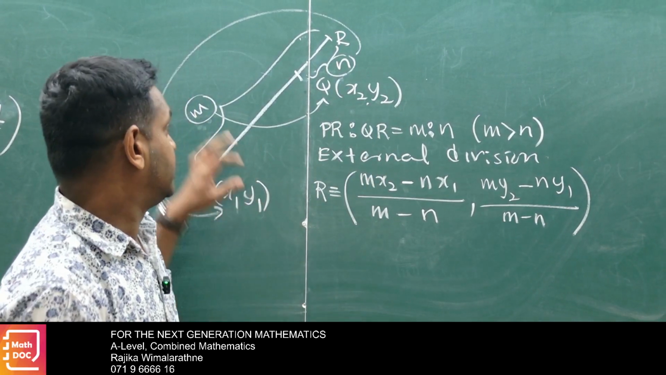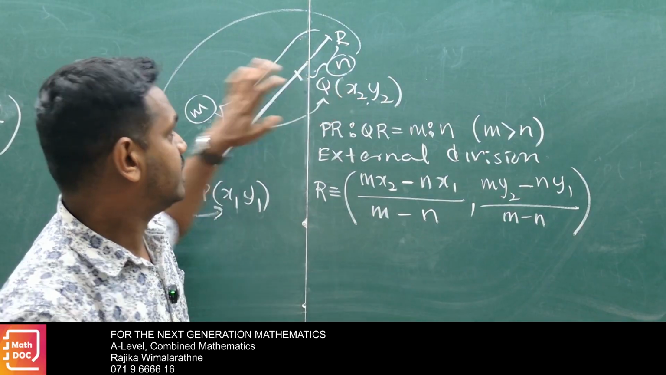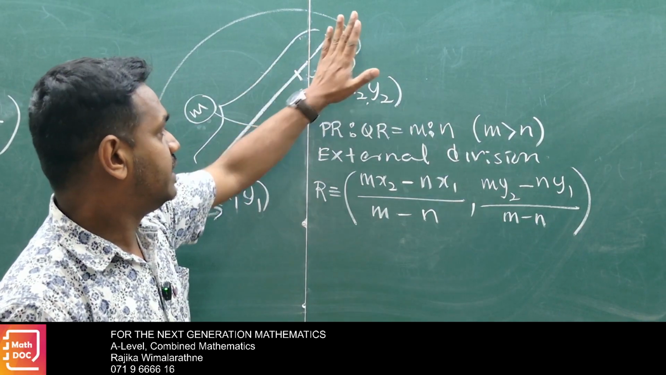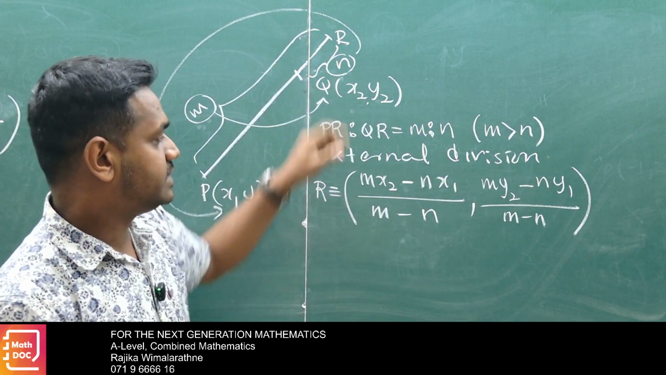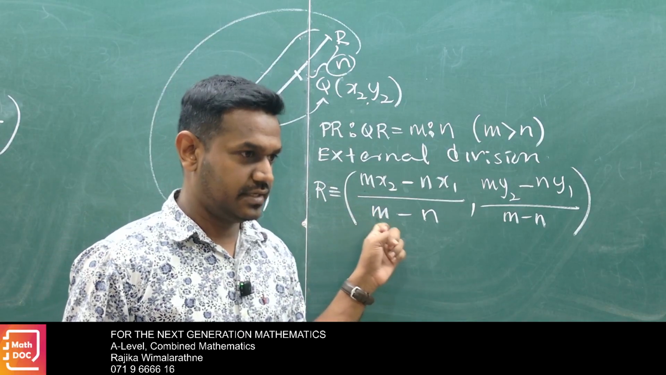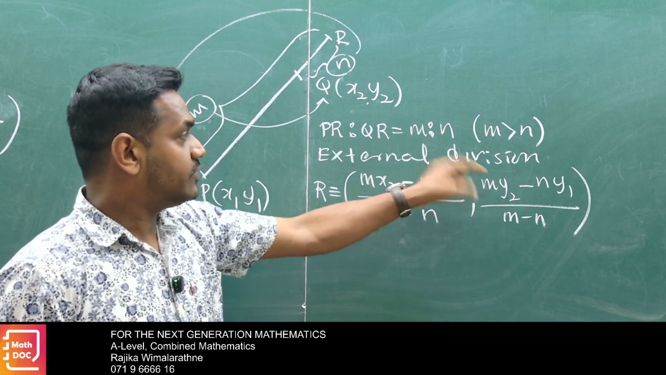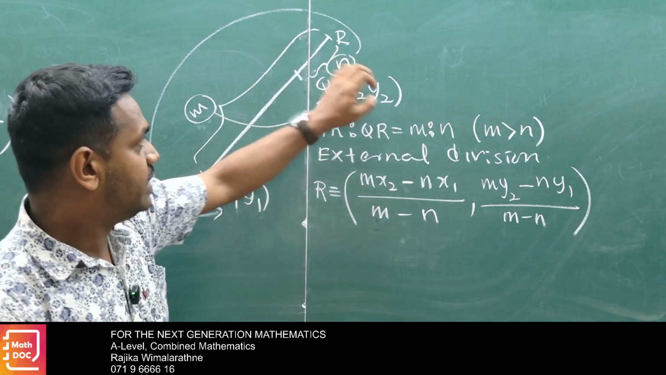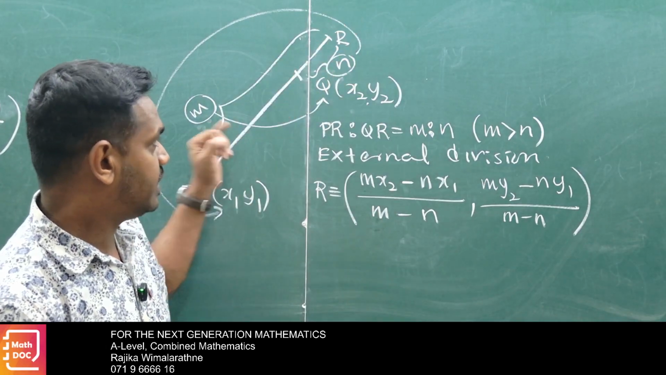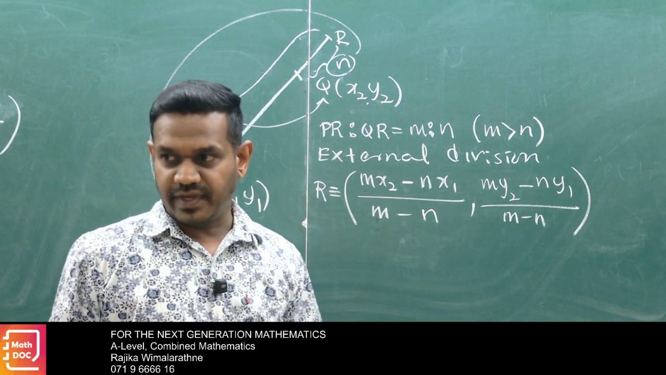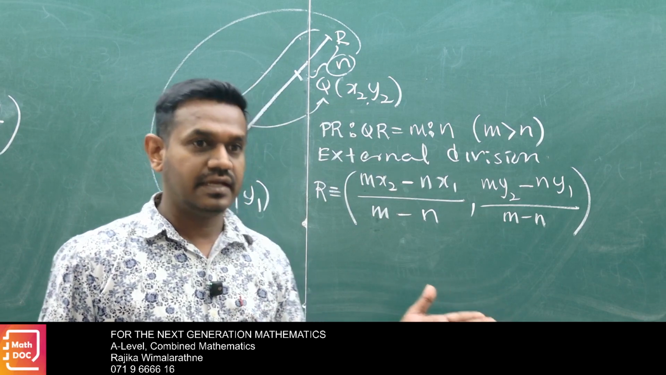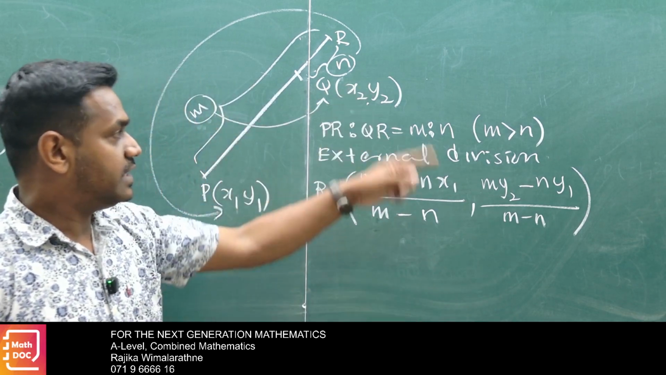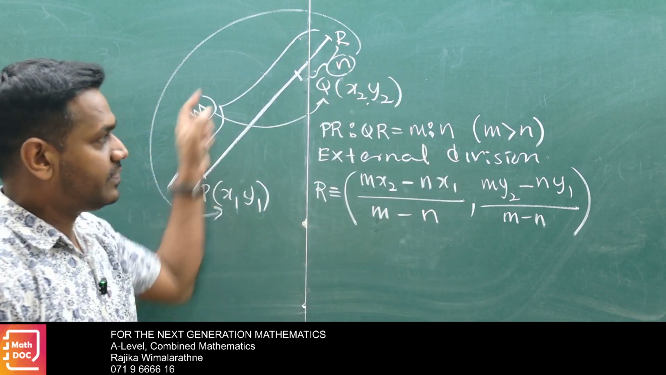Again check it. M multiplied with the non-related one, mx2 minus nx1 over M minus N. Then the y coordinate is also the same: my2 minus ny1 over M minus N. That is our format. You can apply these sections directly. Here is the external division formula. Okay, put that one.